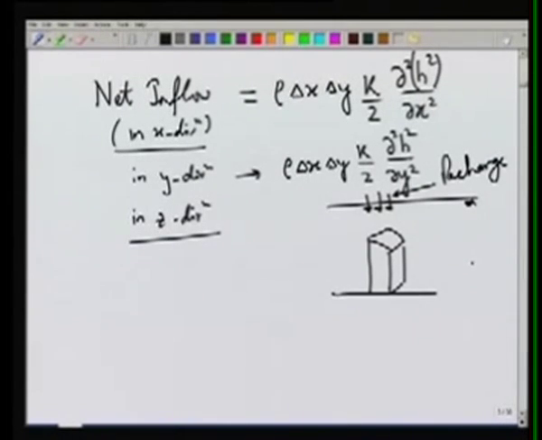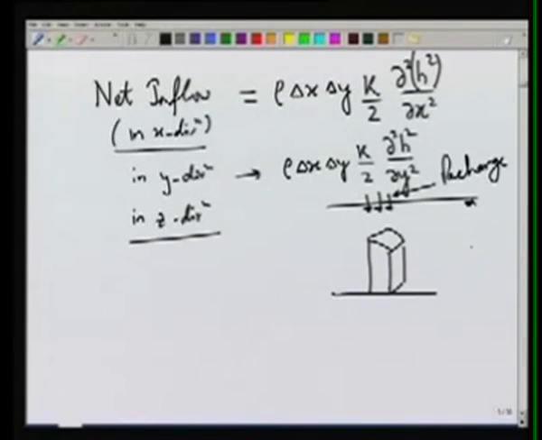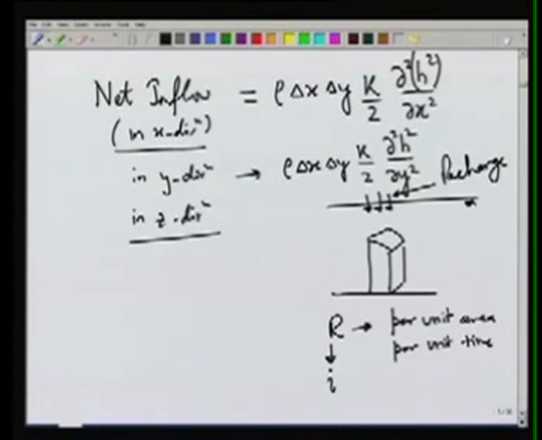For example, there may be a rainfall event which will cause some recharge, or there may be a river which might be contributing to the groundwater. So this recharge is generally expressed in terms of R, rate of recharge, which tells us about the volume per unit area per unit time. So R has units of, for example, rainfall intensity. So it will be centimeter per hour or millimeter per hour or centimeters per second, depending on what units we are using.